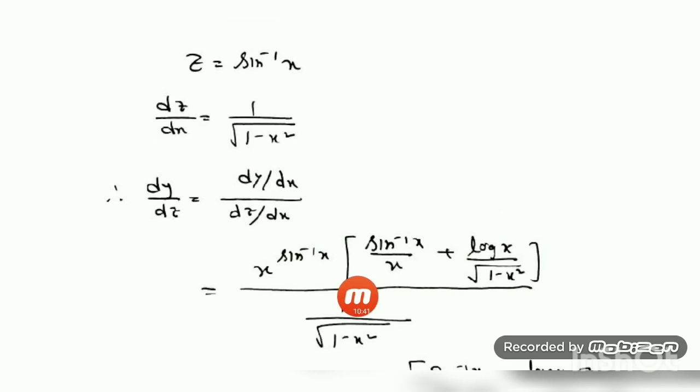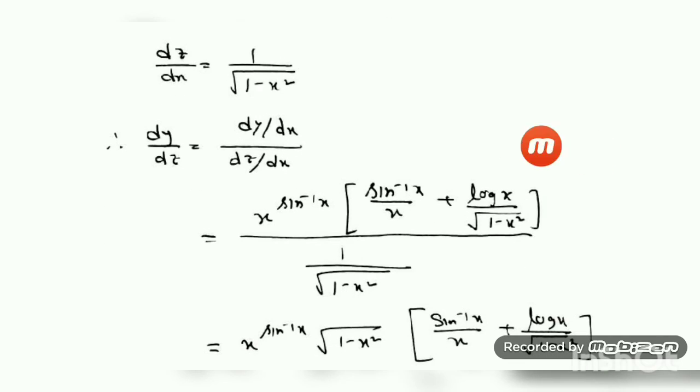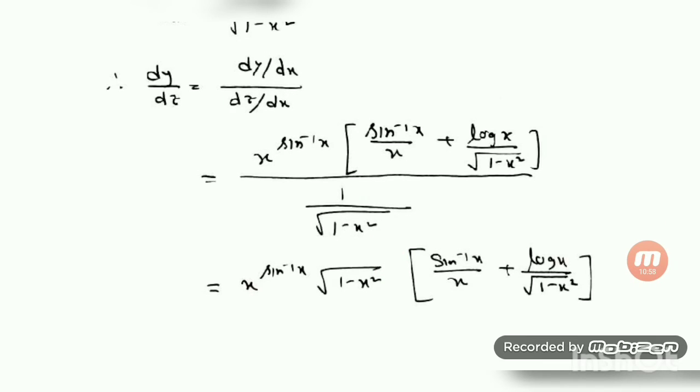Put the value of dy/dx, that is x to the power sine inverse of x times (sine inverse of x by x plus log x by under root 1 minus x square). This is the value of dy/dx. Then you put here dz/dx. What is dz/dx? 1 by under root 1 minus x square, right? So I have just done one more step of simplification, that is I just bring it to the numerator. It becomes a product: x to the power sine inverse of x times under root of 1 minus x square, inside the bracket sine inverse of x by x plus log x by under root 1 minus x square.